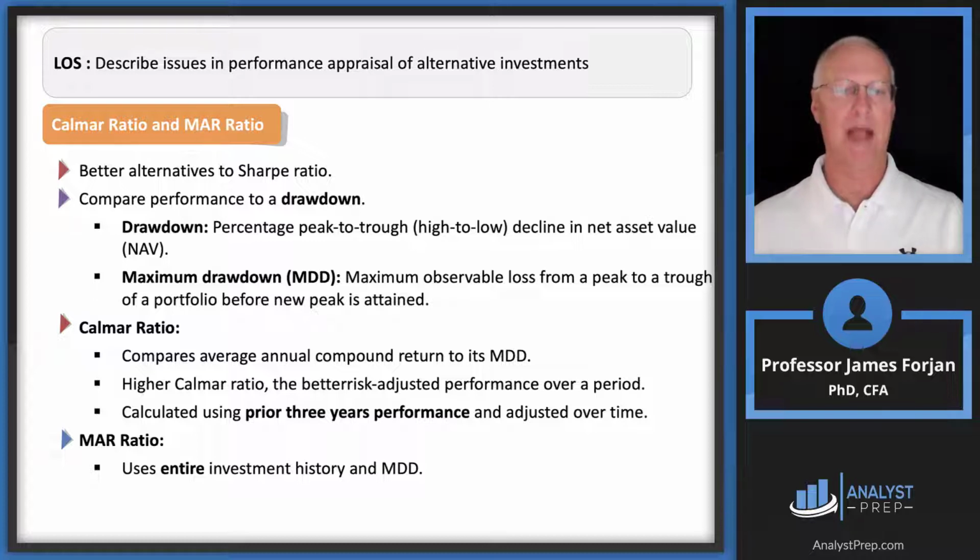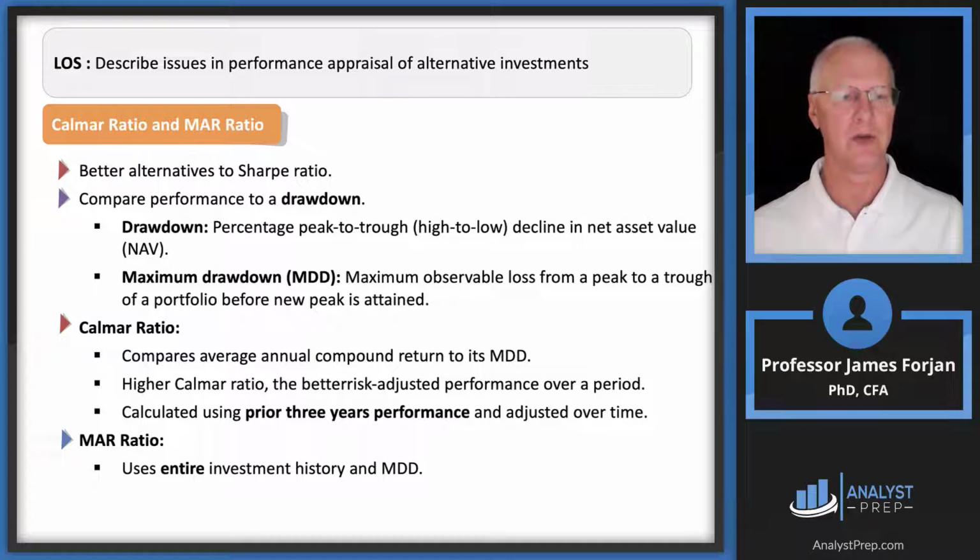And then we can have a maximum drawdown, which says something like, you know what, you guys, when you send me your money, you're going to say, you know what, Jim, we don't want to lose more than $20 out of that 100, or 20%. So the Calmar ratio is comparing the average annual compounded return to that maximum drawdown. So the higher the Calmar ratio, the better the risk-adjusted performance over a time period.